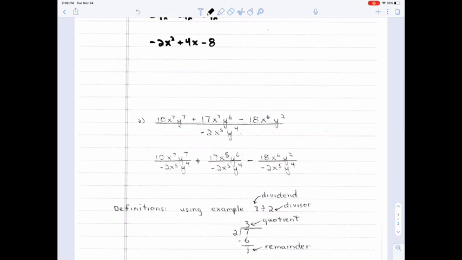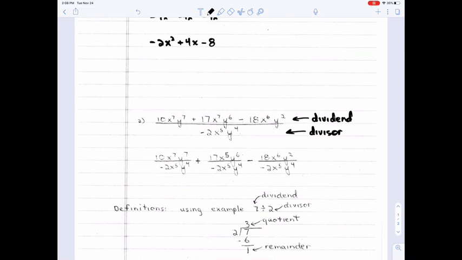To give you an idea, I've already kind of written it out, it saves a little time. You take each term of the dividend as the numerator, and you divide by the divisor, which is the denominator. I apologize, this is the dividend, and this is the divisor. So you give the divisor to each term in the dividend, and then you just cancel.